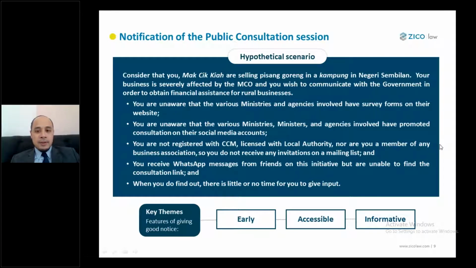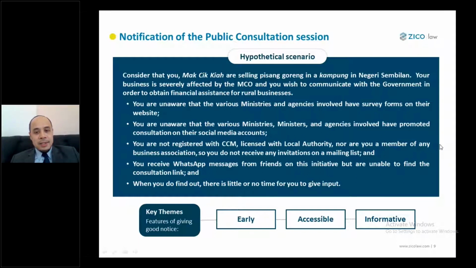If a specific or certain target group cannot be reached or given notice this way, then perhaps you have to go on the ground. Perhaps you have to give a physical notice. Perhaps there needs to be people on the ground actually doing this outreach and communicating with her. Secondly, it needs to be early.